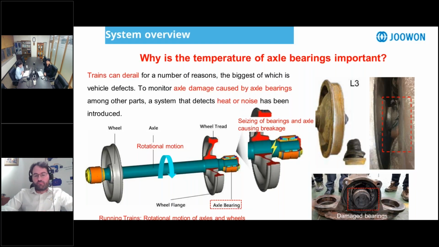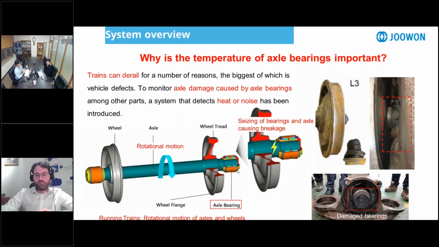Why is the temperature of axle bearings important? Axle bearing failure in railway vehicles is one of the leading causes of derailment. The main purpose of the axle bearing is to allow the axle to rotate freely while withstanding the weight of the body. As you can see in the picture, here is the wheel, here is the axle, here is the tread, and here is the axle bearing.